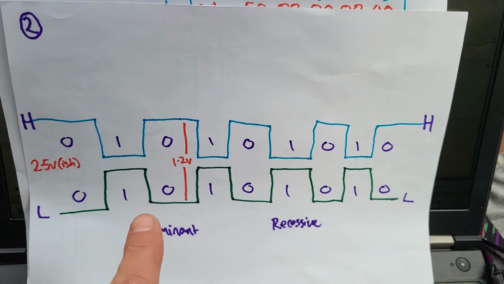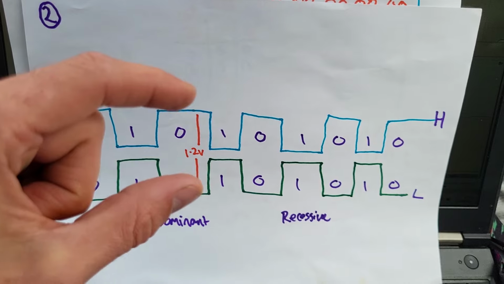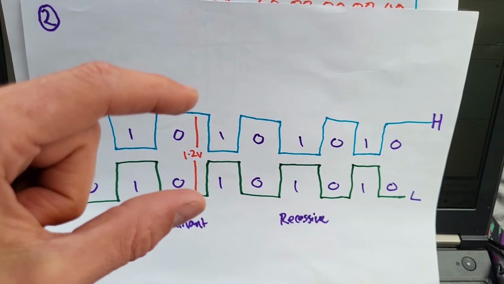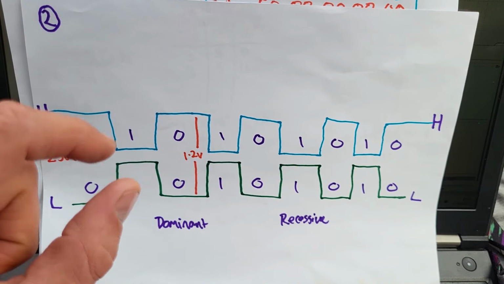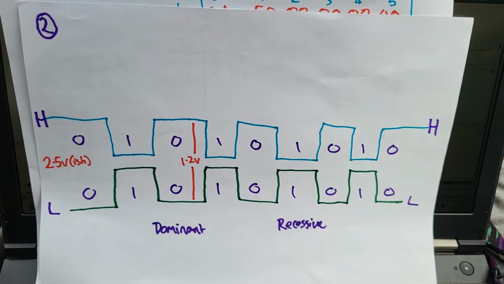But what the CAN bus is looking out for is this difference between the two of 1.2 volts. That's when it knows, okay, I need to react. There's data there.